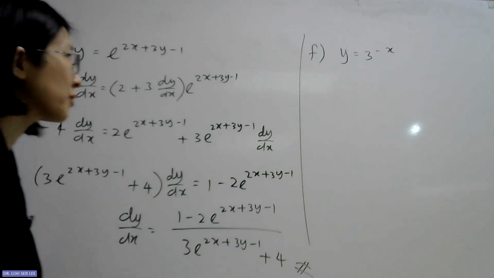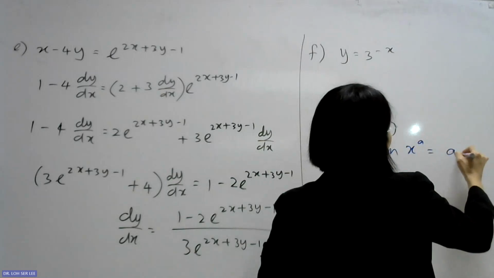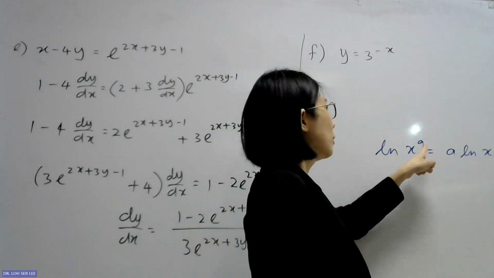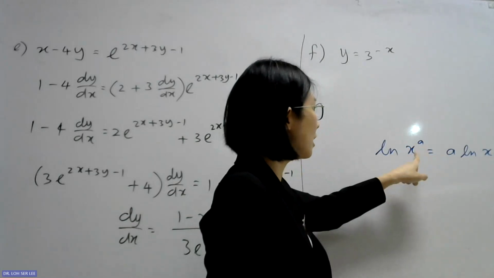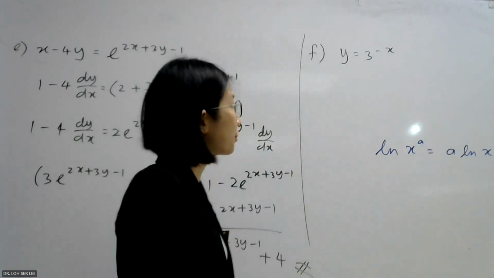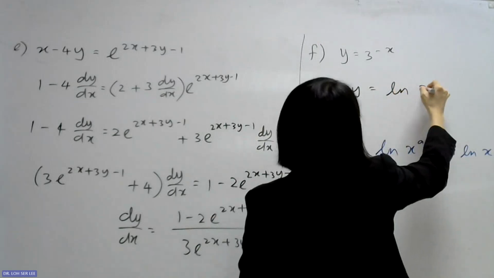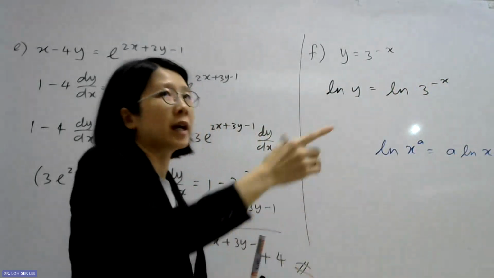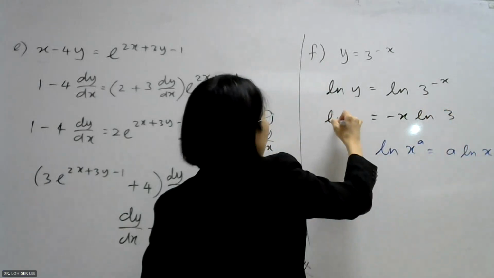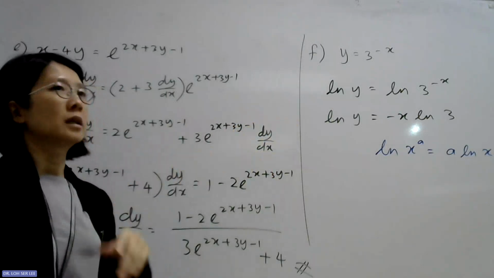We apply the log on both sides because we want to use log x to the power of a equals a log x. We want to use the characteristic of the log function, where the power inside the log, we can bring it to the front. So we apply the log on both sides, so that the negative x, we can put it here. Then we use implicit differentiation to continue.